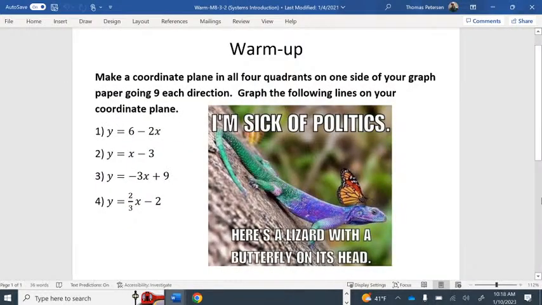Make a coordinate plane in all four quadrants on one side of your graph. Just on your graph paper going 9 each direction. Graph those lines onto your coordinate plane and be on the lookout for something interesting that might happen. I'm going to start clipping this out, so you're going to want to pause it in 3, 2, 1, pause.